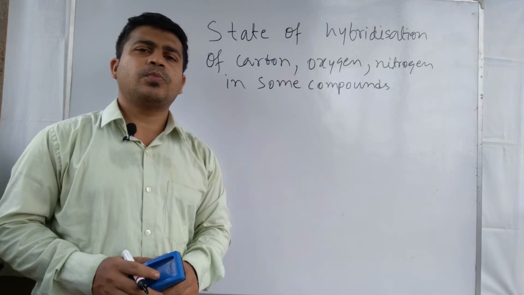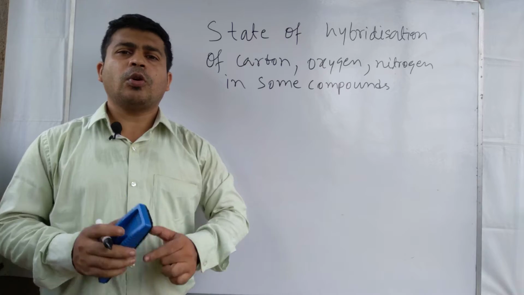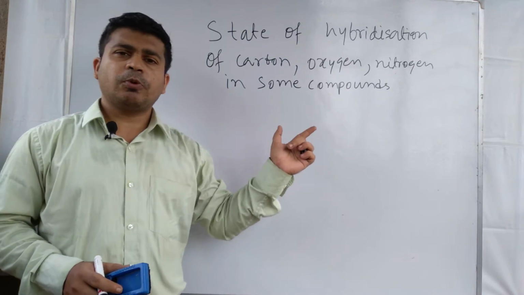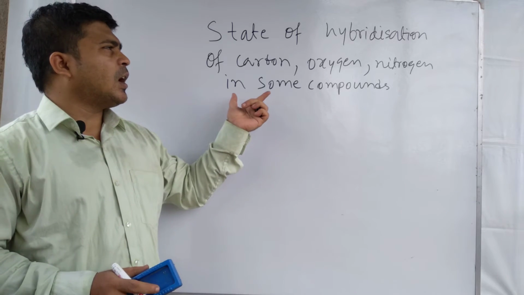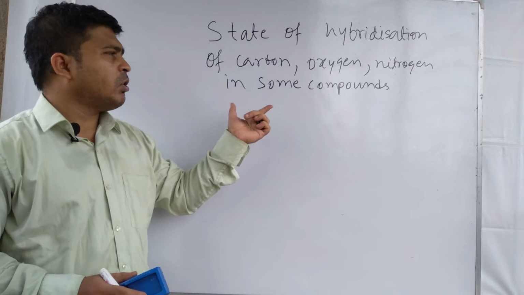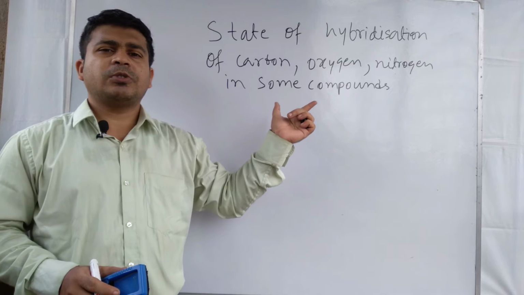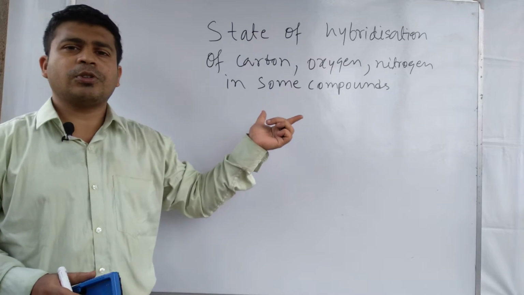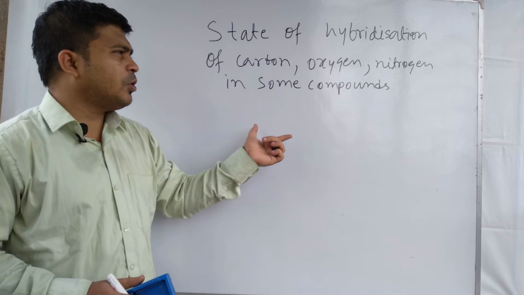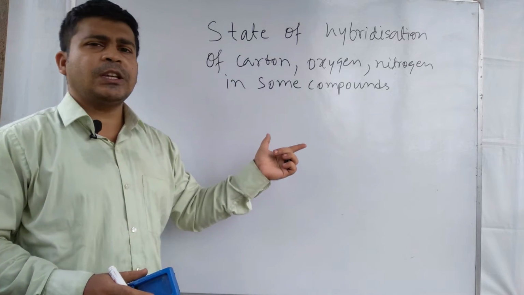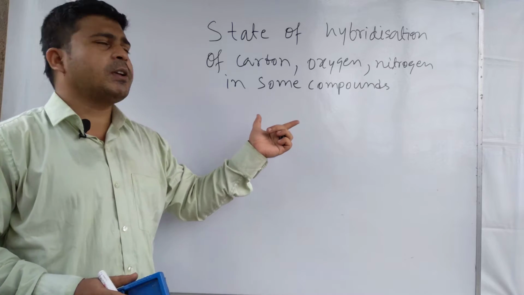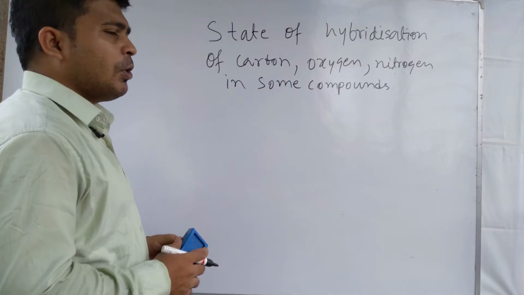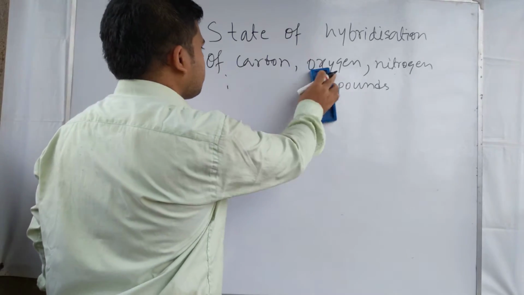In this new video lecture we discuss the topic: the state of hybridization of carbon, oxygen, and nitrogen in some compounds. This is a very important and interesting topic because in examinations this type of question is generally asked: what is the hybridization of the carbon, nitrogen, or oxygen in the following compounds? In this video we see the hybridization types for carbon, oxygen, and nitrogen in some compounds. So let's start our discussion.